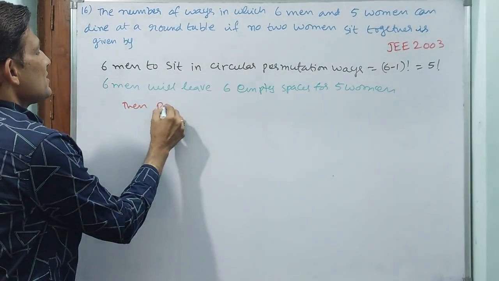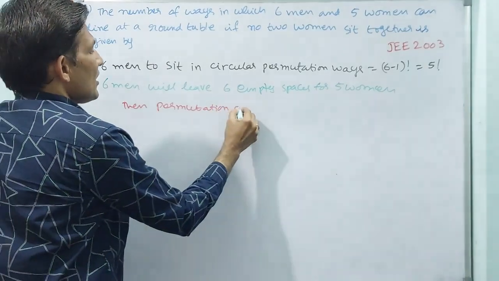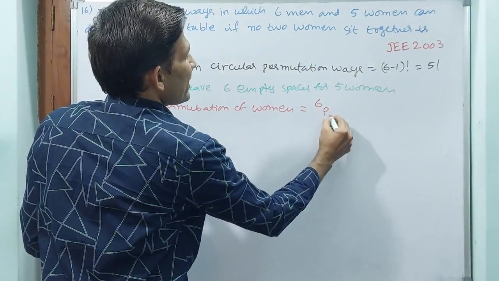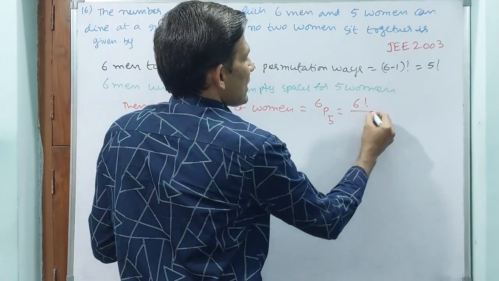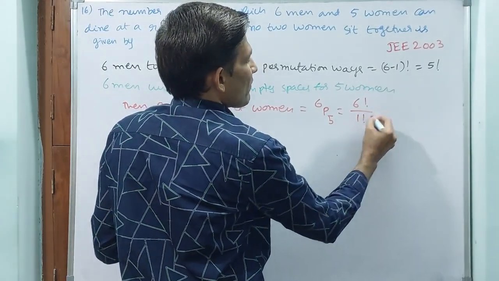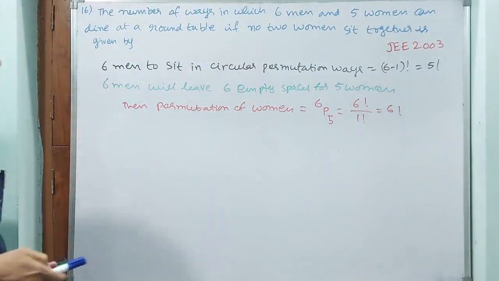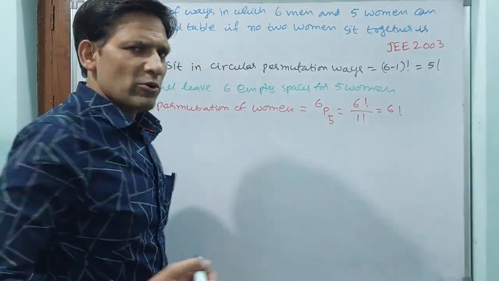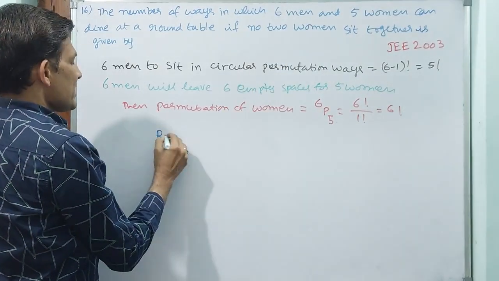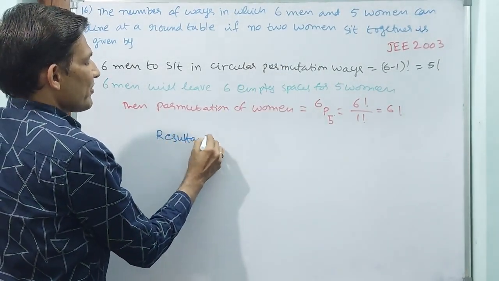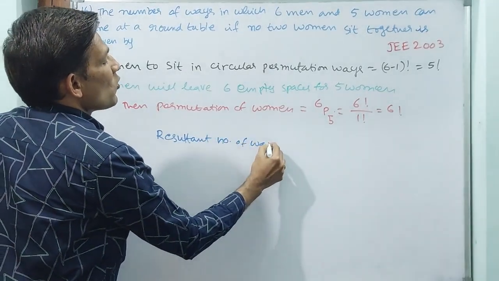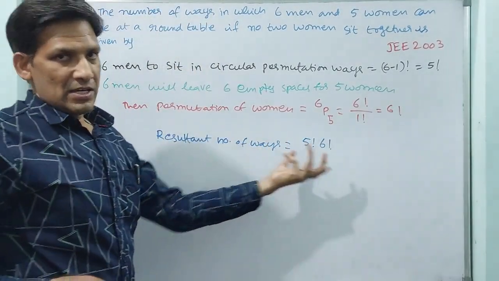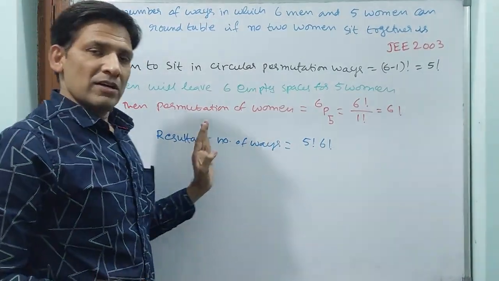Then the permutation of women is equal to, see, 6 vacancies, 5 women, 6P5, that is equal to 6 factorial by 6 minus 5, 1 factorial, and 1 factorial means 1 only, that is equal to 6 factorial. Okay, understand that logic? nPr. So the resultant, or final, number of ways is equal to 5 factorial into 6 factorial, that's all. They have not given any number, 5 factorial into 6 factorial only they have left. Okay, we will leave it like this only.